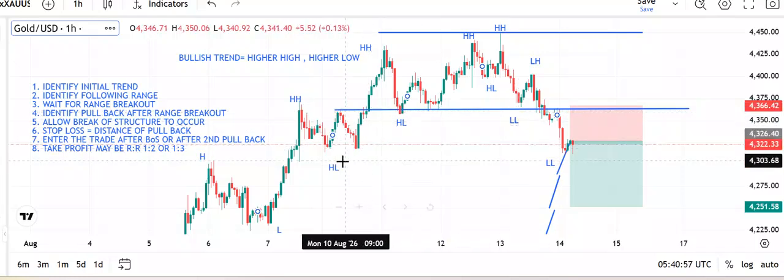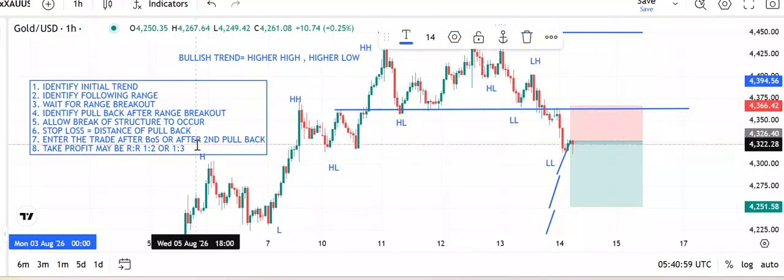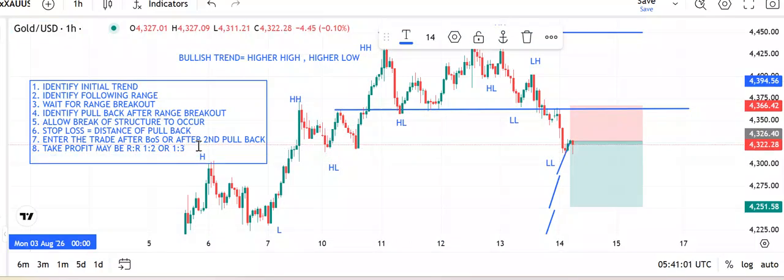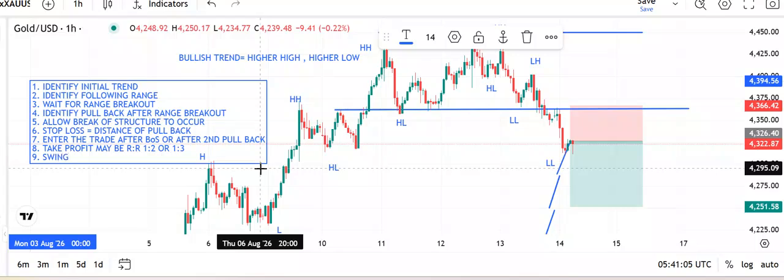So, swing high, point number 9. Swing high or swing low equals after second candle formation.